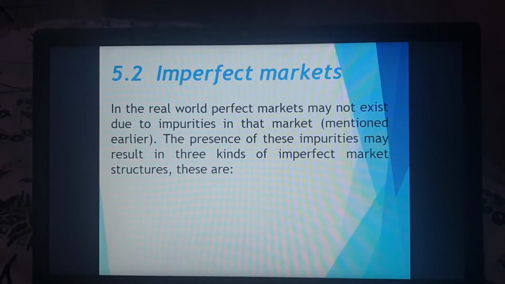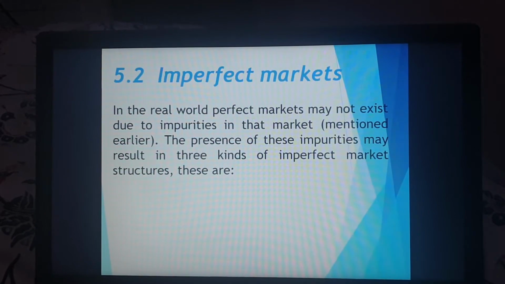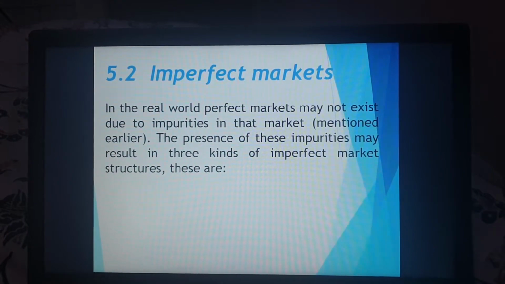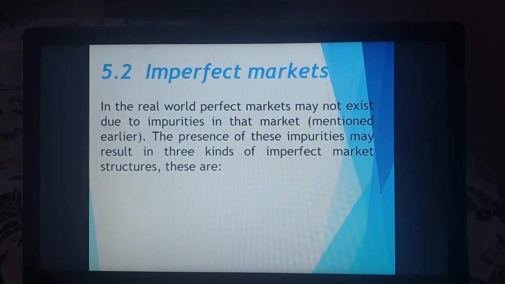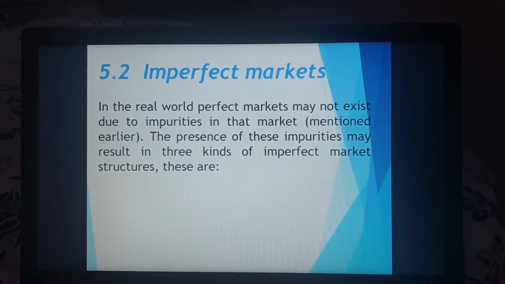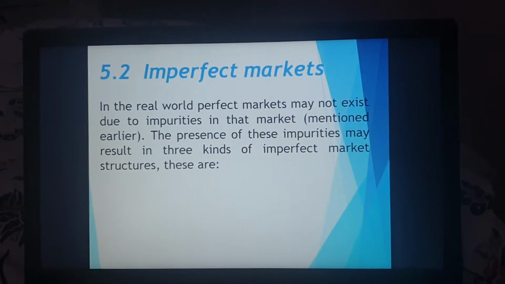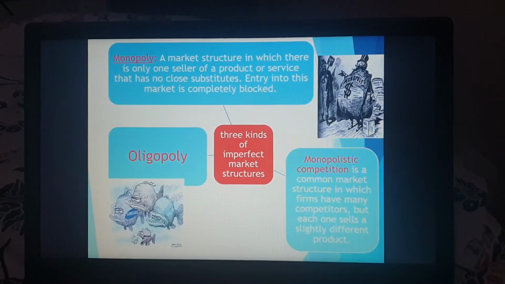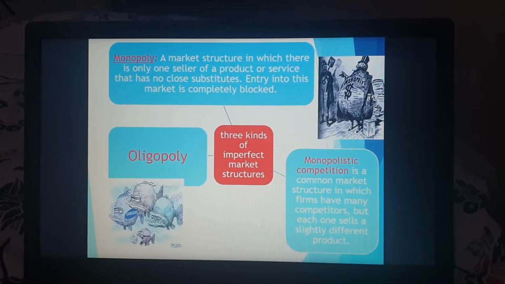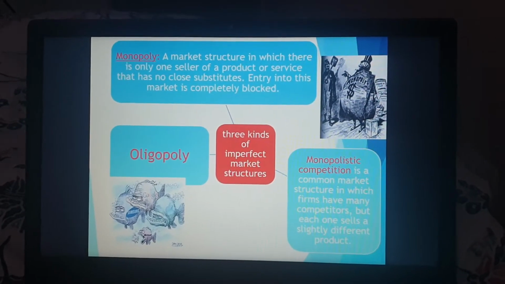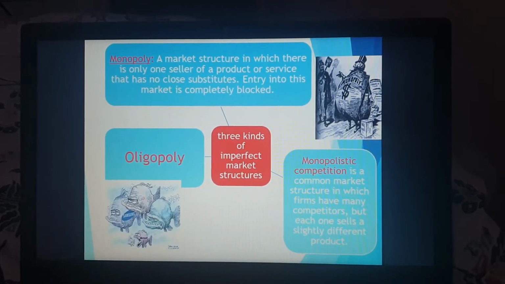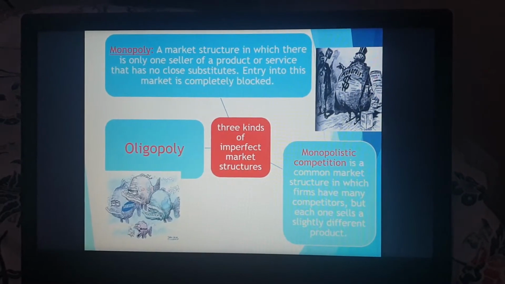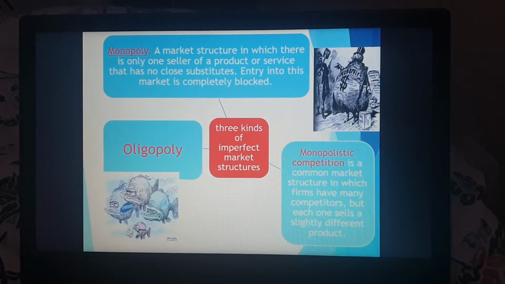Okay. In the real world, perfect markets may not exist due to impurities in that market mentioned earlier. The presence of these impurities may result in three kinds of imperfect market structures, and they are known as the following. First of all, a monopoly. It's a Latin word, mono, meaning one. So, a market structure in which there is only one seller of a product or service that has no close substitutes. Entry into this market is completely blocked.